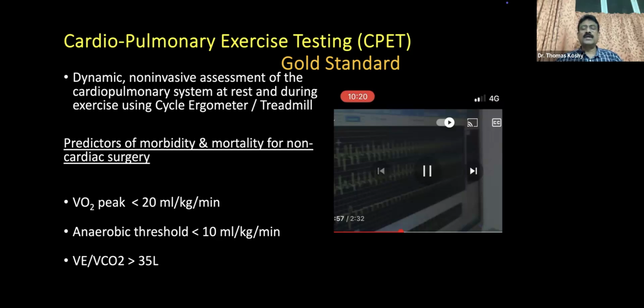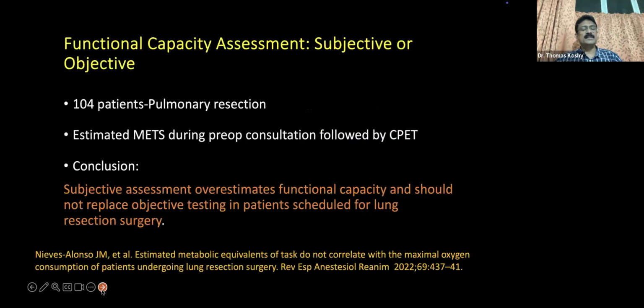Whether this is required in your routine practice, a report came in 2022 on the best method to assess functional capacity in patients coming for one lung anesthesia or any major surgery. Which is better, subjective or objective? In this publication, they reported that they studied 104 patients who came for pulmonary resection.